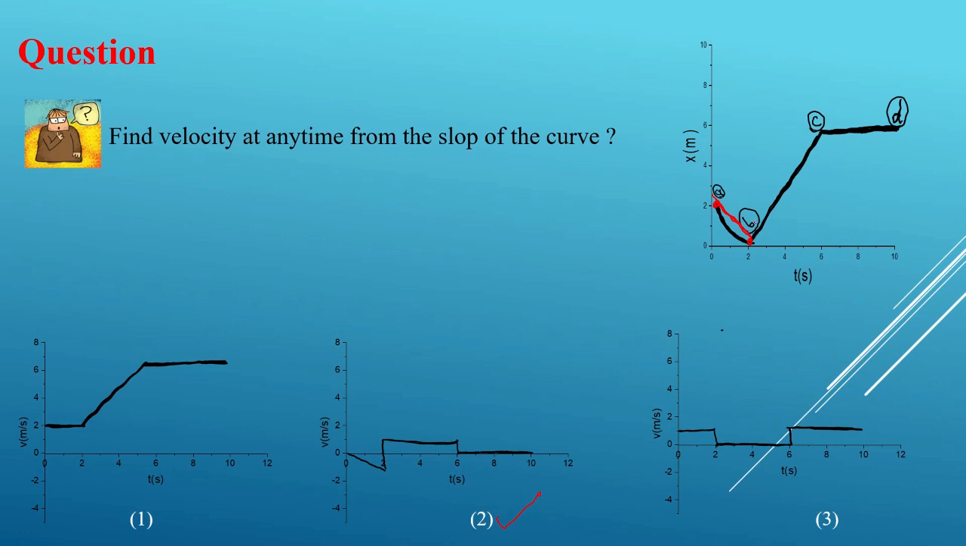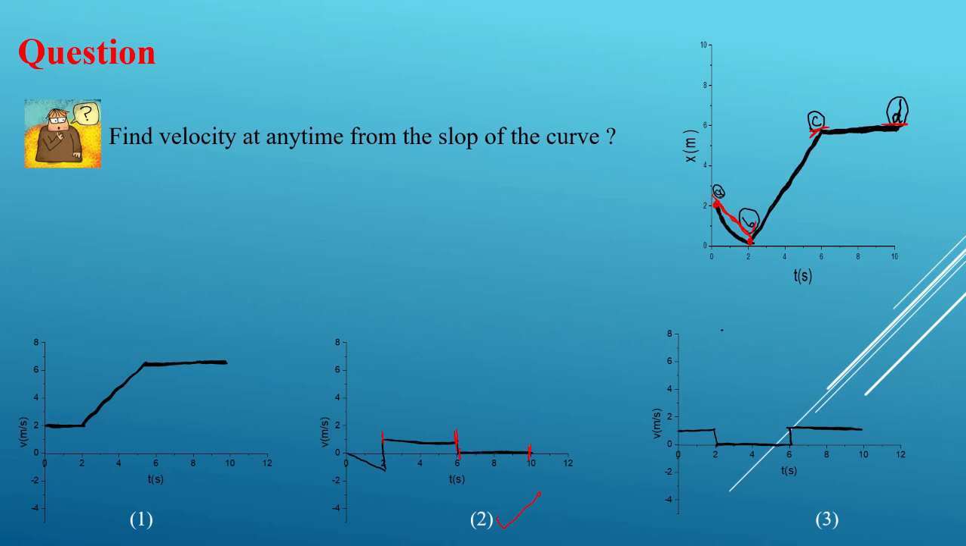So here, between point B and C, I have a straight line, right? That means my velocity is going to be constant, which shows in number 2, I have the constant velocity right here, and time is between 2 and 6, right? Let's look at the point between C and D. Here my displacement is going to be constant, right? That means my velocity is going to be 0, and this is what I have in number 2, right?